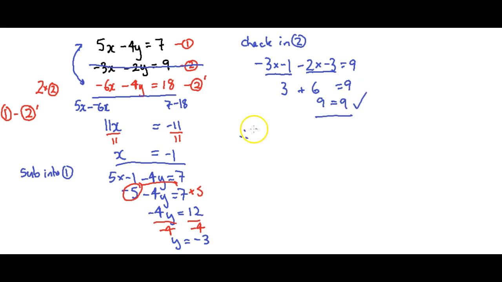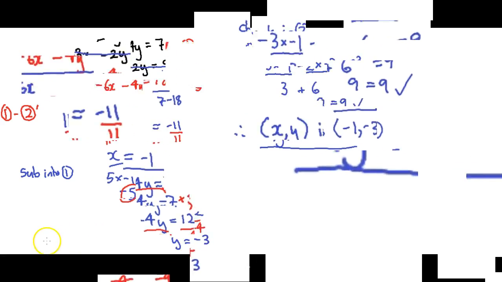Alright, so therefore, the graphs of these two would make straight lines. They would intersect at this coordinate, minus 1, minus 3. For these equations, these two original equations and the adjusted one will be true when x equals minus 1 and y equals minus 3.